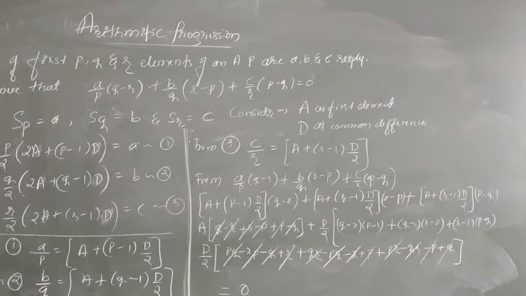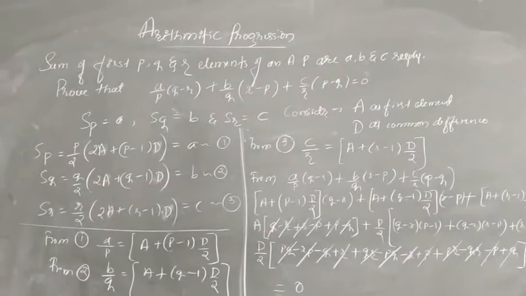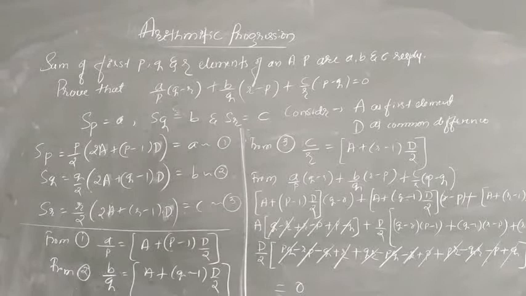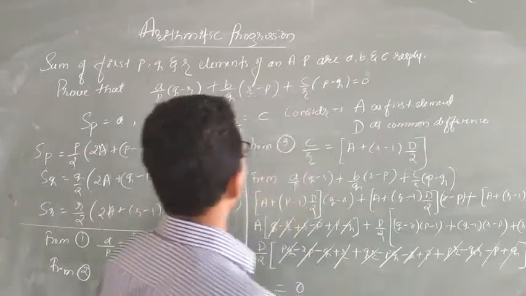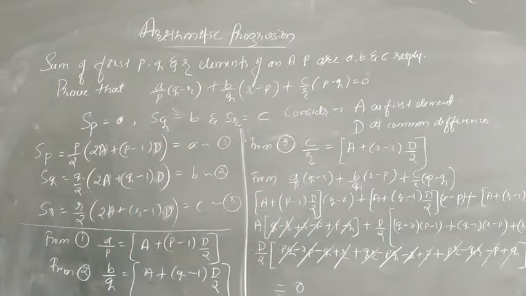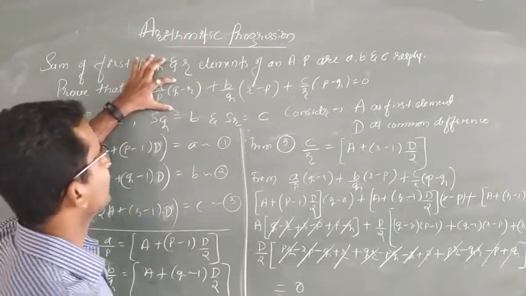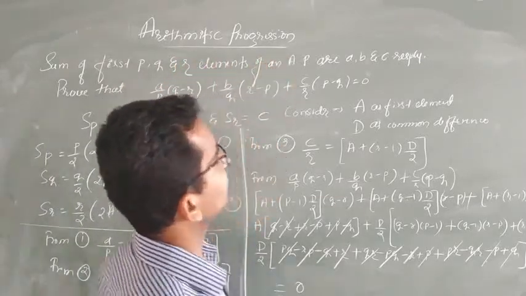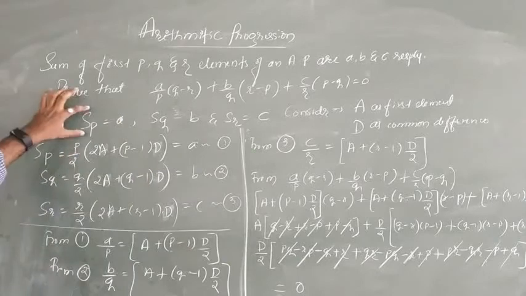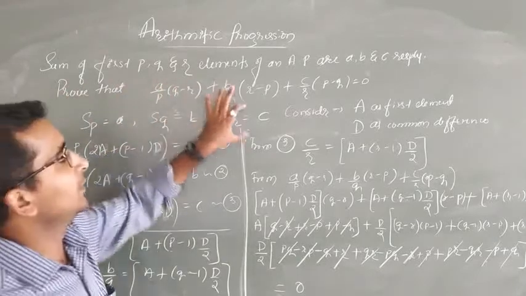Okay, again I am going to repeat this example. Here in this condition, what is given is that the sums of the first p, q, r elements are a, b and c, and we have to prove that a by b, q minus r, plus b by q, r minus p, plus c by r, p minus q is equal to 0. The sum of p elements is a, q elements is b, r elements is c.